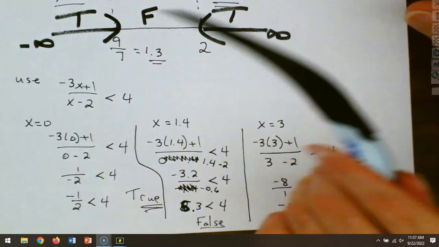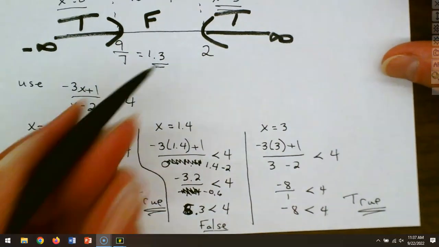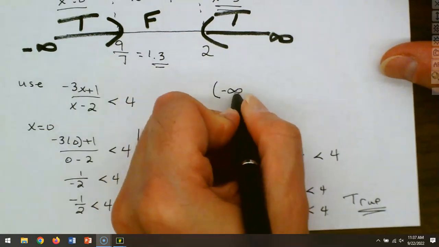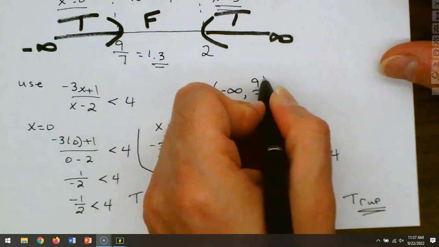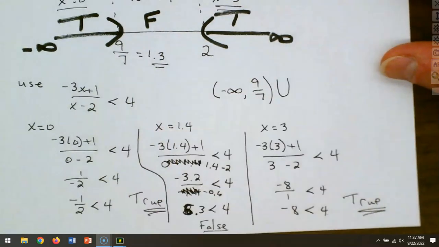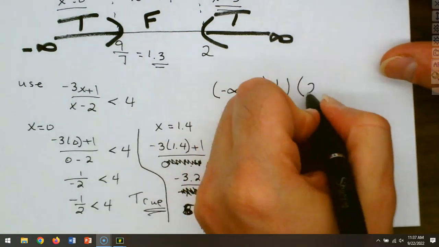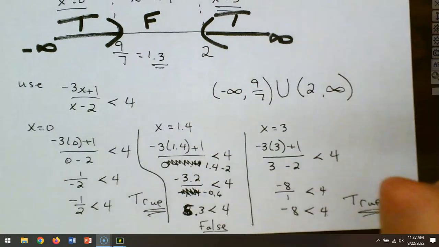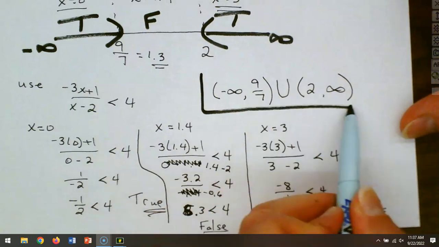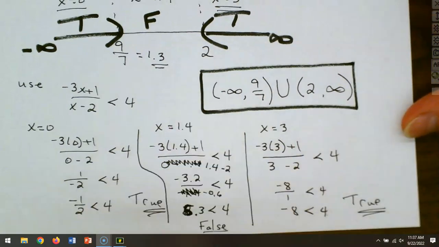So what does my answer look like now? In interval notation, it's negative infinity to 9/7. We use a U for union. 2 to positive infinity. And that is going to be your final finished answer there. Is everyone okay with that?